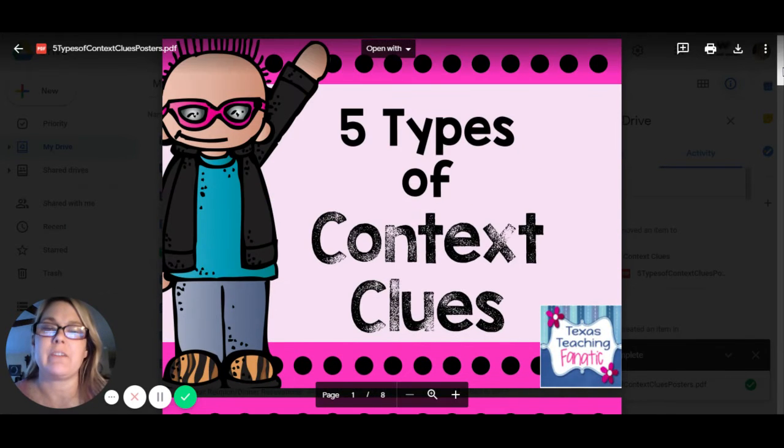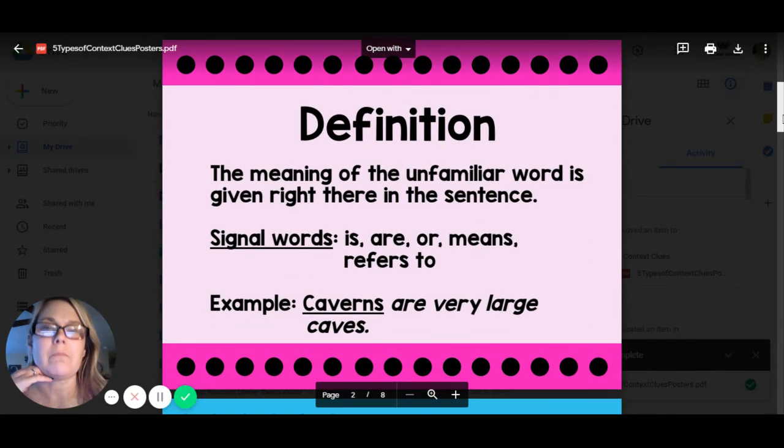There are 5 different types of context clues. One of them is the straight definition. The meaning of the unfamiliar word is given right there in the sentence. So here are some signal words you're going to see: is, are, or, means, refers to. Okay, those you might see.